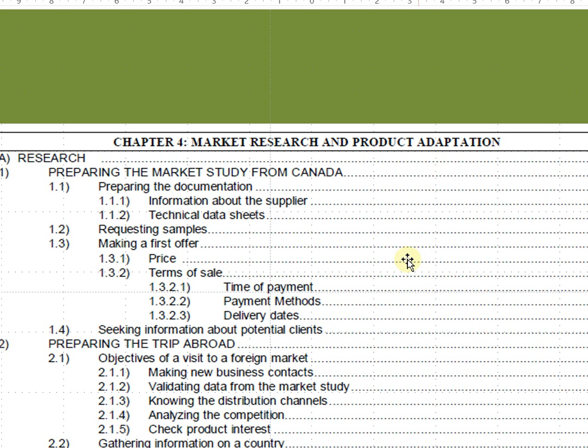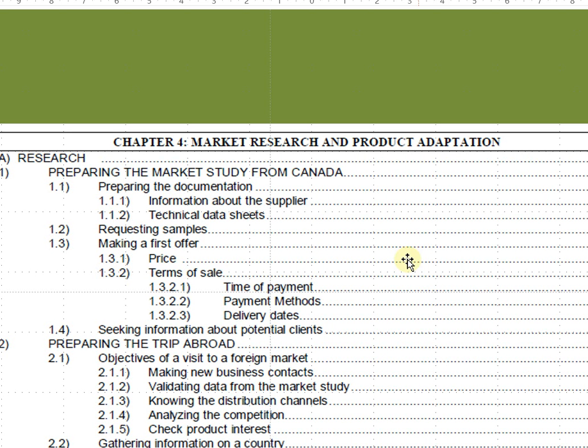The market research, as I told you, is finding the insight of the market you are trying to enter. So market research and product adaptation are very, very important once you plan your business, especially for international trading. Okay, in this chapter 4, according to my explanations, as I am doing now, there is the preparation of documentation.